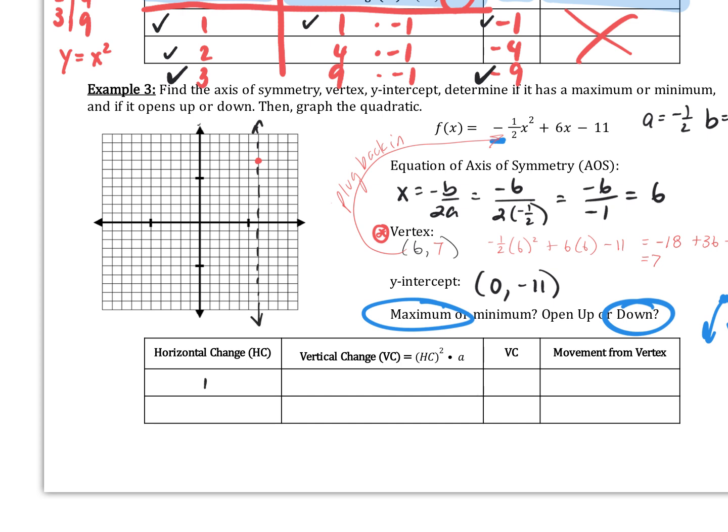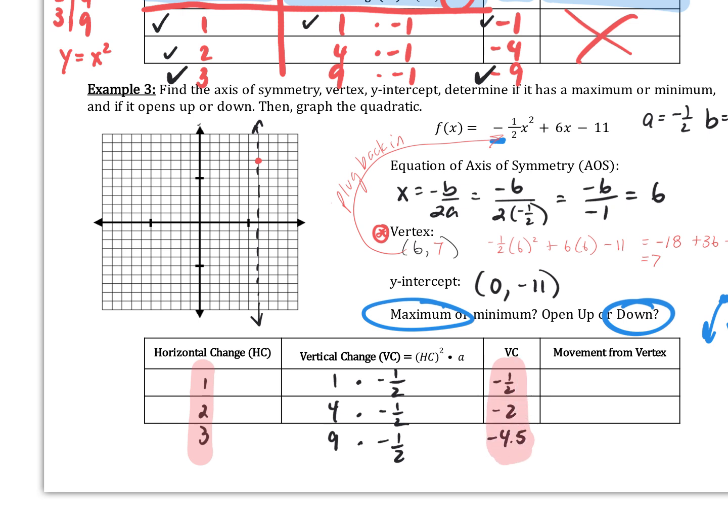And now remember, I've got 1, 2, 3, 1, 4, 9 times my A value. Okay, so I have -1/2, I have -2, and I have -4.5. Okay, if you're wondering where I got those numbers from, it's because I multiplied my vertical change here, okay? All right, so I'm going to be using this and this to help me graph my parabola, okay?